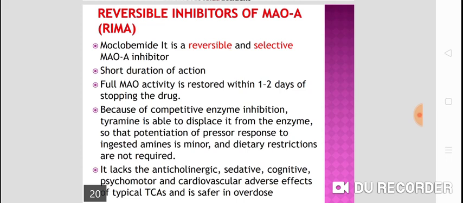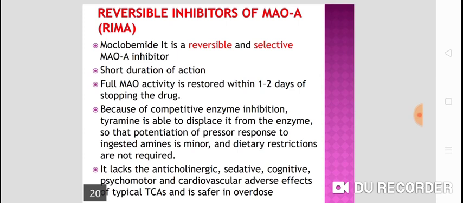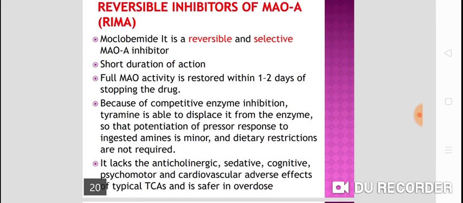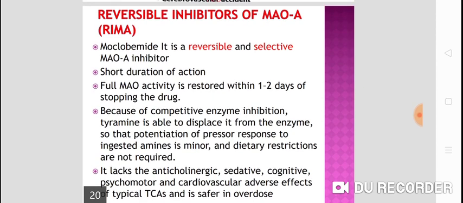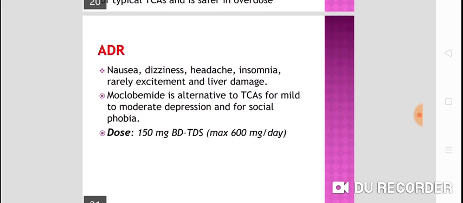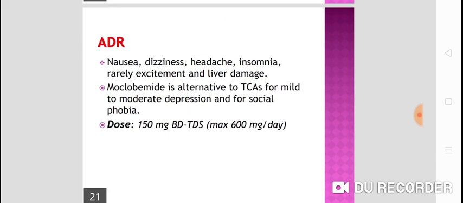So the potentiation of pressure response to ingested amine is minor and dietary restrictions are not required, means the patient who is on moclobemide or clorgyline, there will be no cheese reaction. It lacks the anticholinergic, sedative, cognitive, psychomotor, and cardiovascular adverse effects of typical tricyclic antidepressants, and it is safe in overdose. Now, what are the adverse effects of this moclobemide?